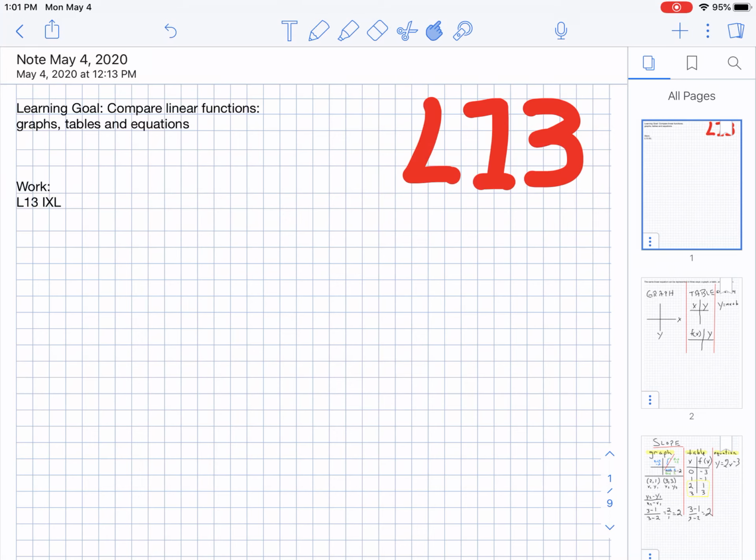Today the learning goal is to compare linear functions through graphs, tables, and equations. The work is in IXL L13.